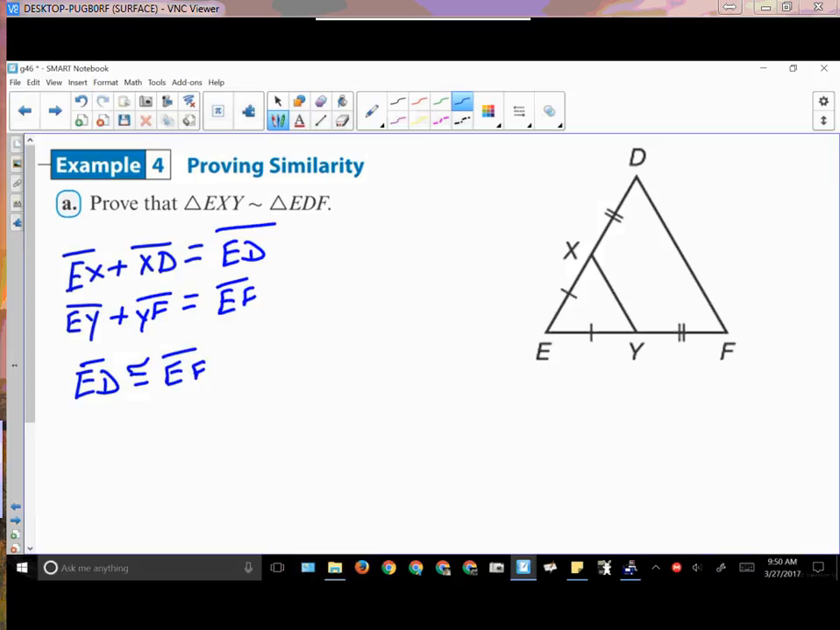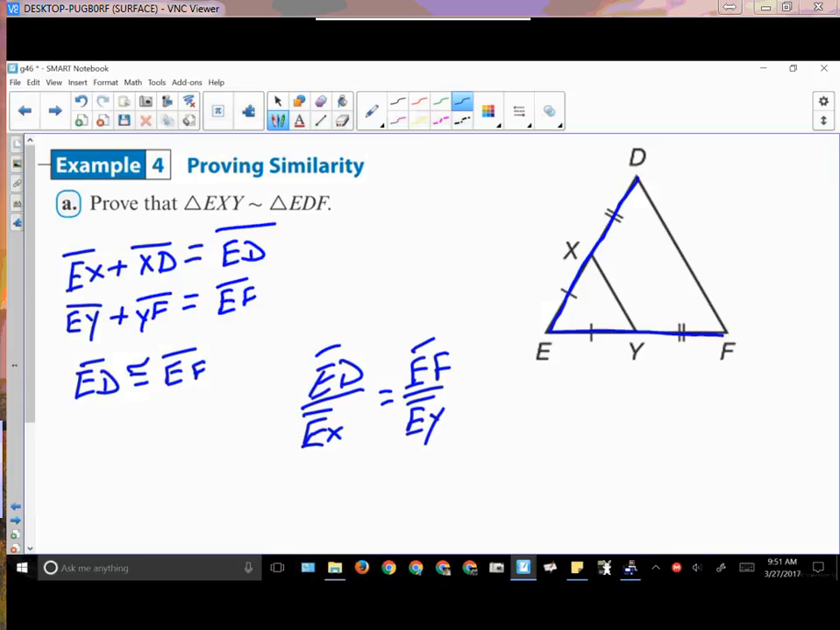Would you agree with that reasoning? Okay. So that means that this side here and that side there are congruent, correct? So I should have a similarity then of ED over EX should be equal to EF over EY. That makes sense to say, correct?